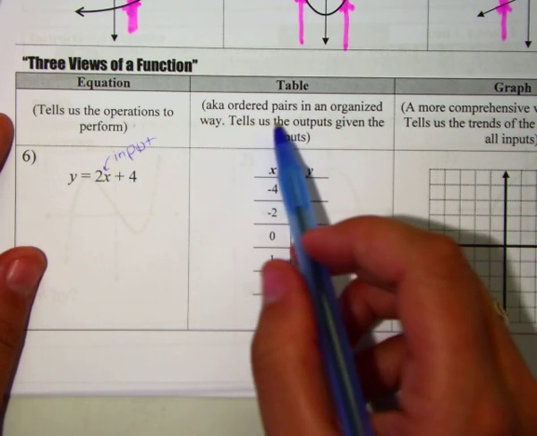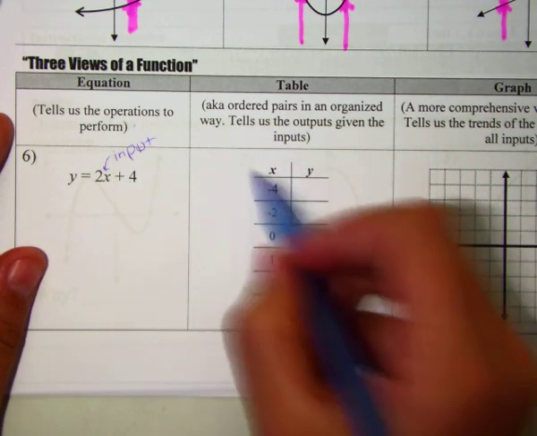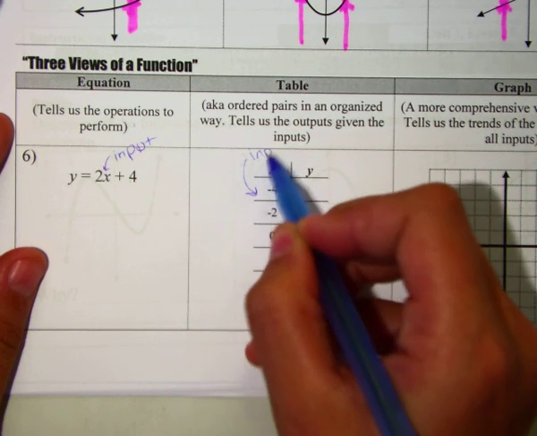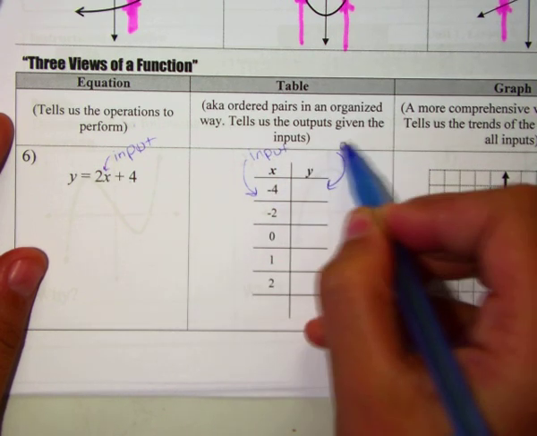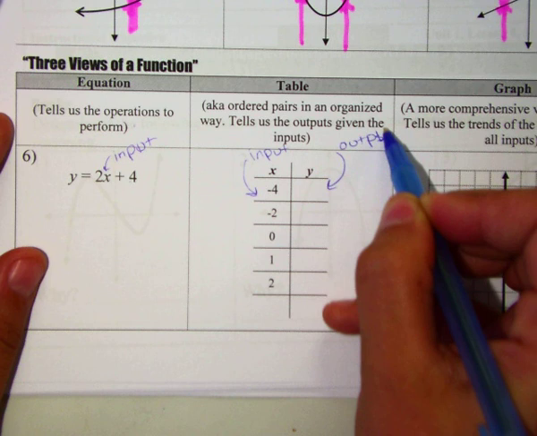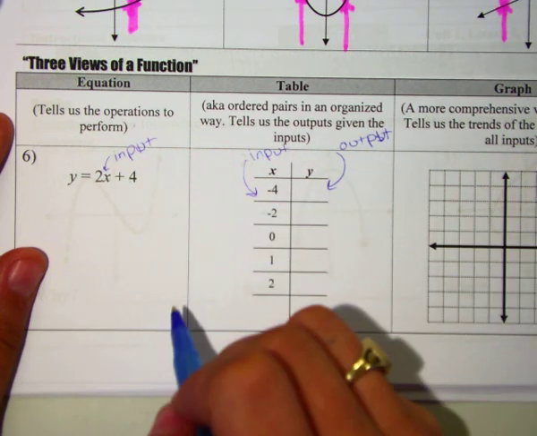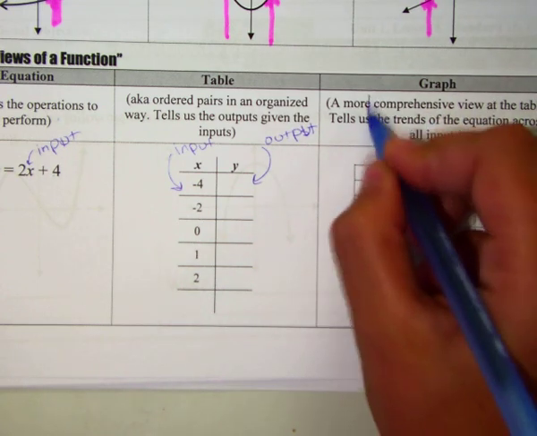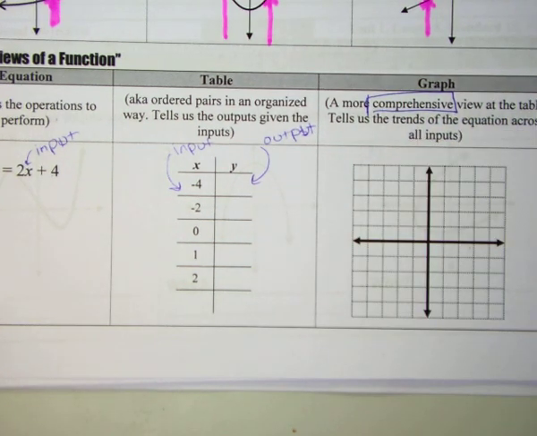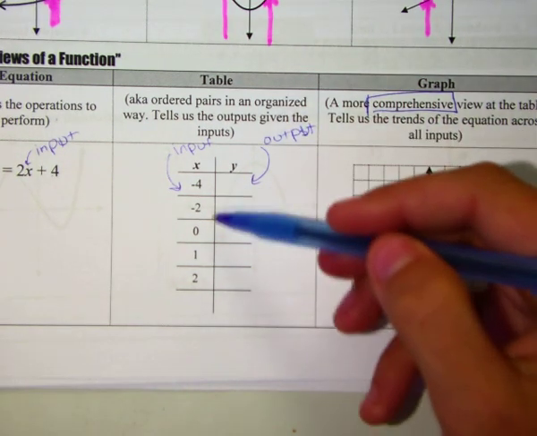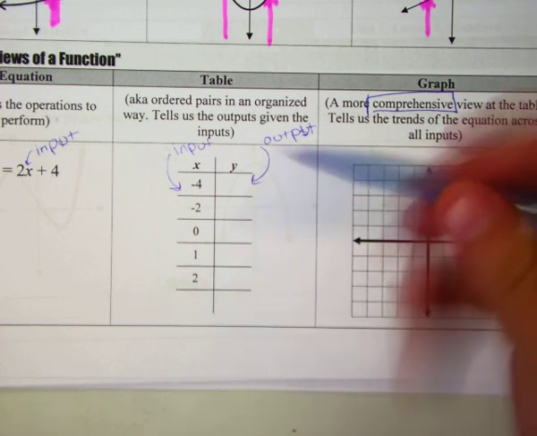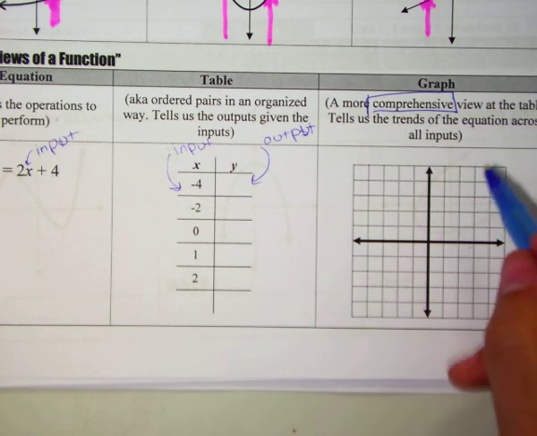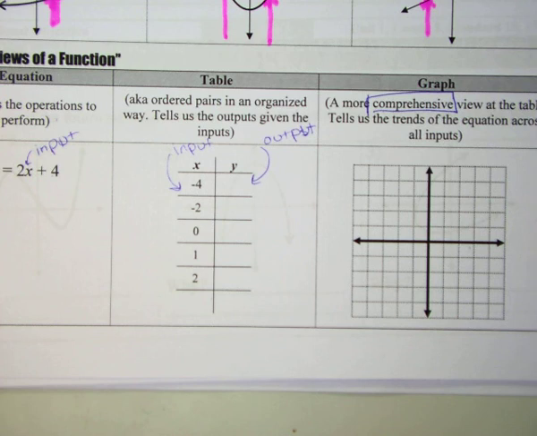Okay? The table then organizes those inputs and outputs that we get from the equation. And then the graph is a comprehensive view of the table. So these are not all the values that we can plug in, right? We can plug in a ton of values. The graph shows all of them.